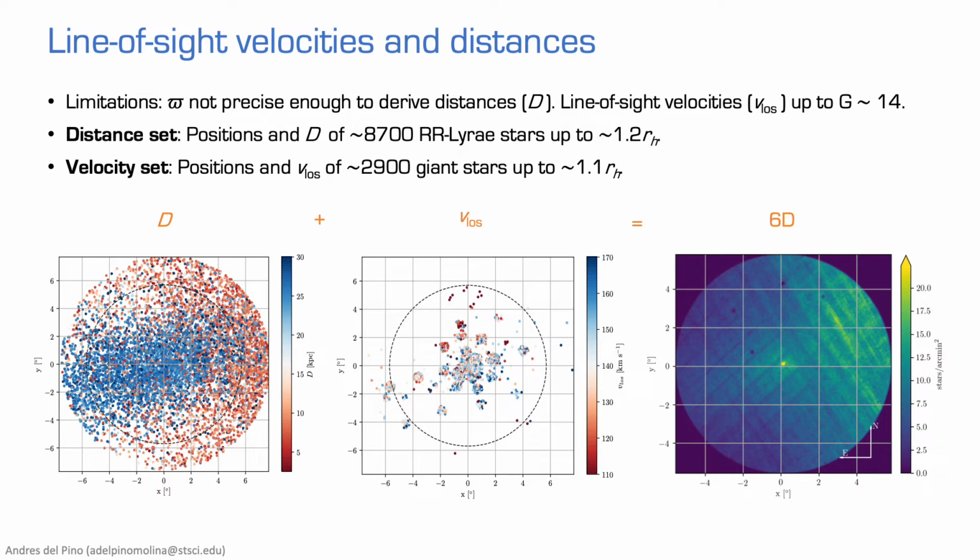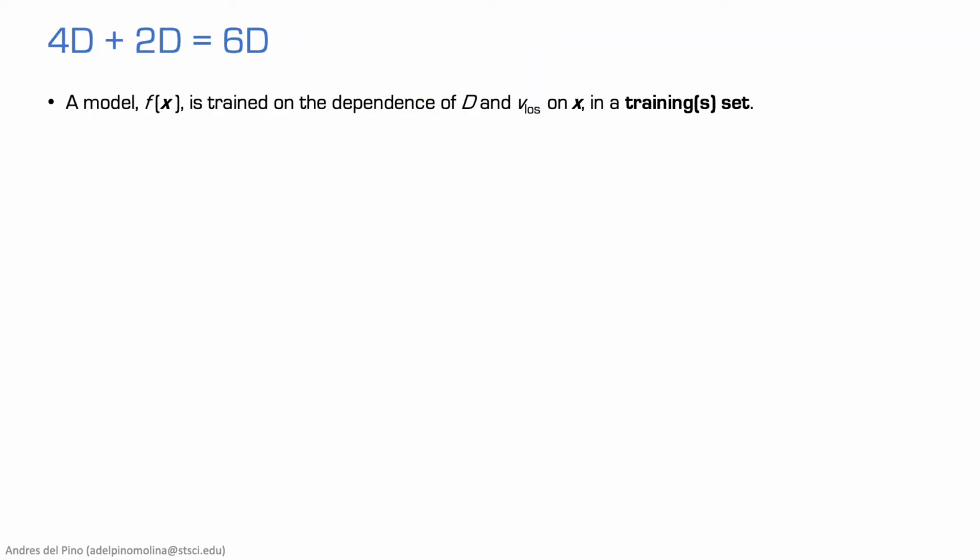The basic idea is to use these external catalogs to derive the full phase space information in our Gaia main sample. In short, the process goes as follows. A model is trained to predict distances and line-of-sight velocities using the external catalogs, and then is used to predict such quantities in the main Gaia sample.